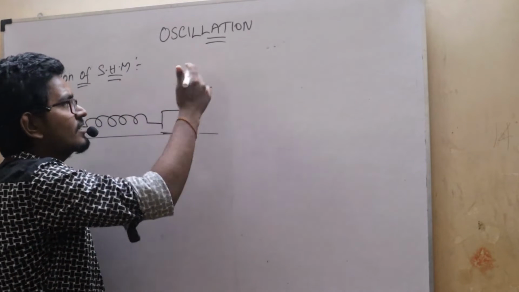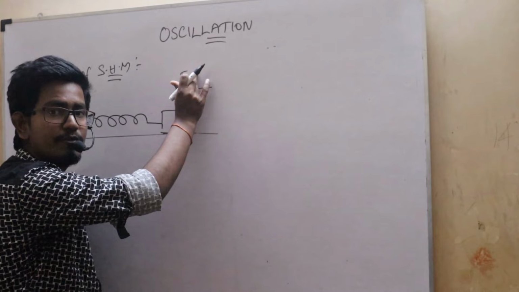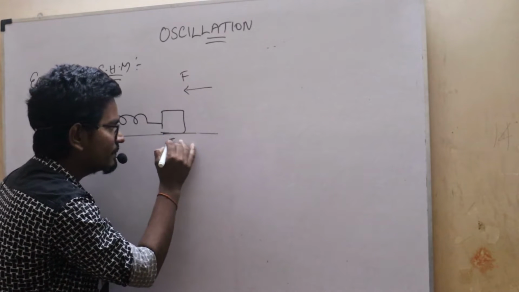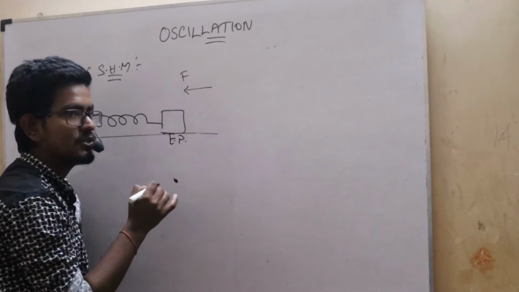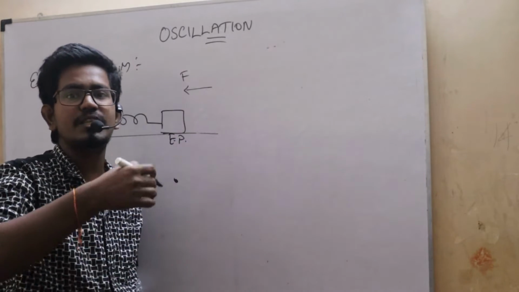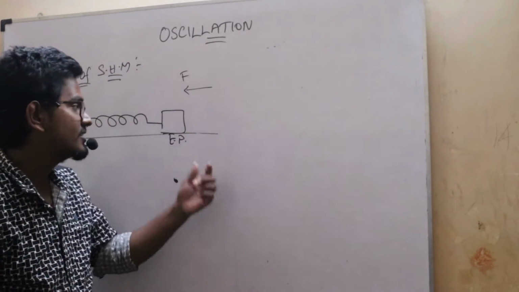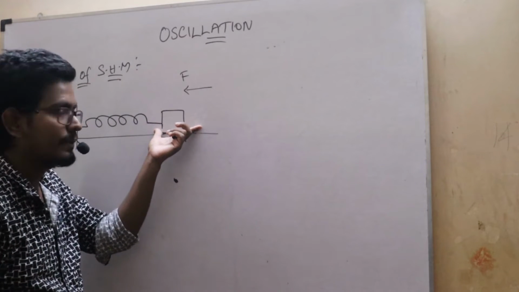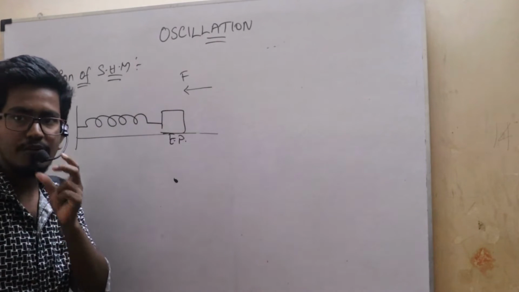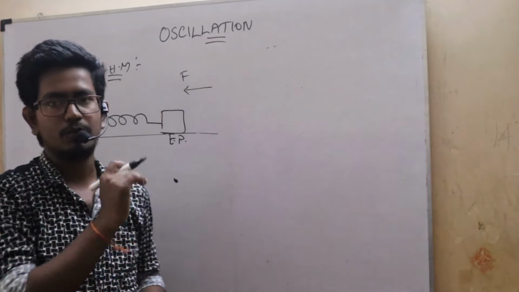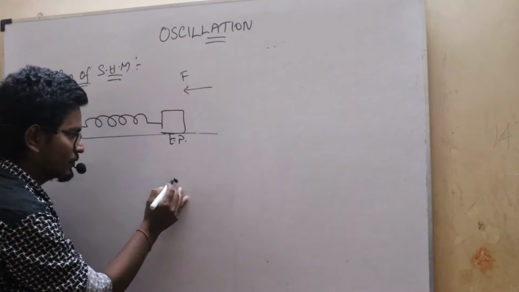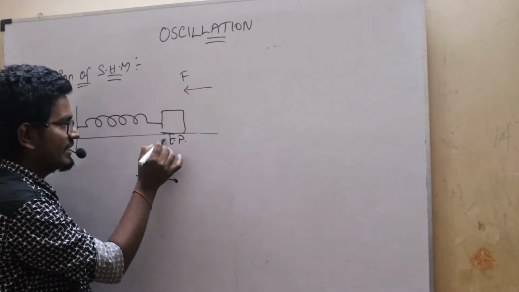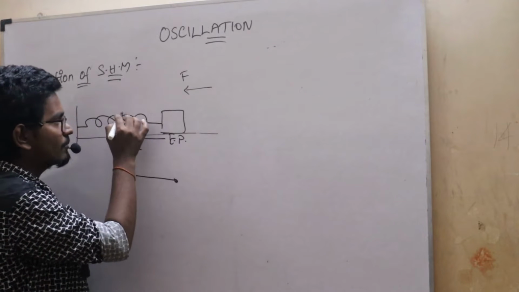After removal of this force, if the object is here, it is at the equilibrium position. Whenever we are disturbing this block from the equilibrium position, this block will exhibit simple harmonic motion. That means if I am compressing like this, I am getting a displacement x. Now the block will be here.